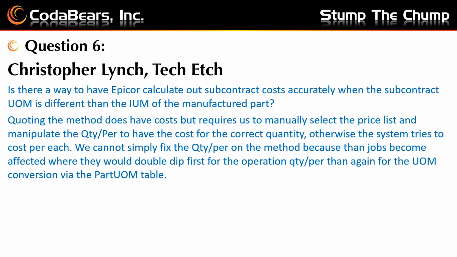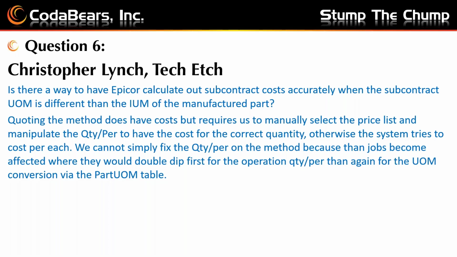Okay, our 6th question came in from Christopher at TechEtch. Is there a way to have Epicor calculate out subcontract costs accurately when the subcontract unit of measure is different than the inventory unit of measure on the manufactured part? And I'm going to say that, quoting here, the quoting method does have cost, but requires them to manually select the price list and manipulate the quantity per to have the cost for the correct quantity.